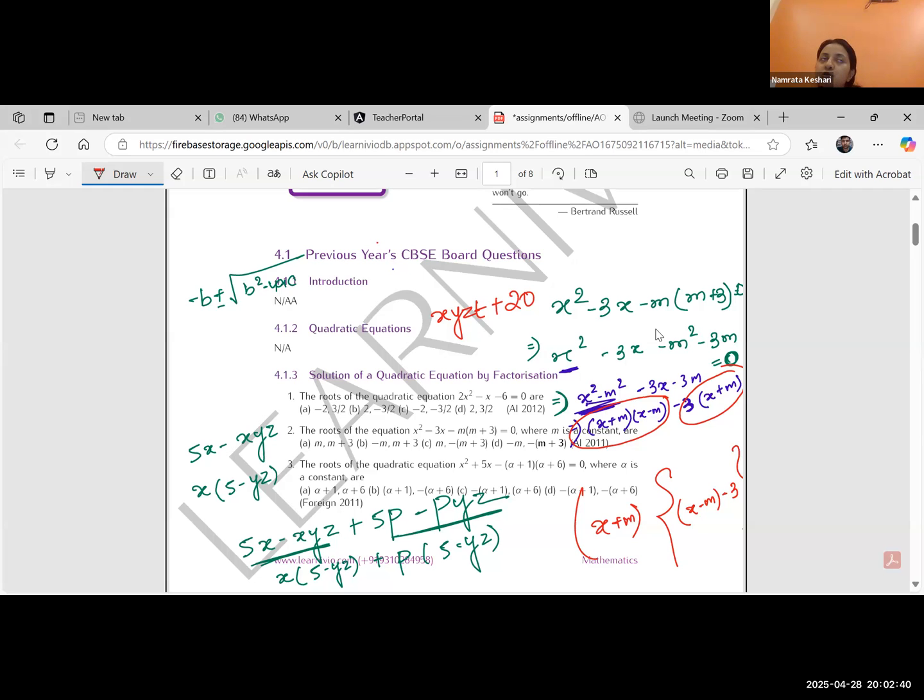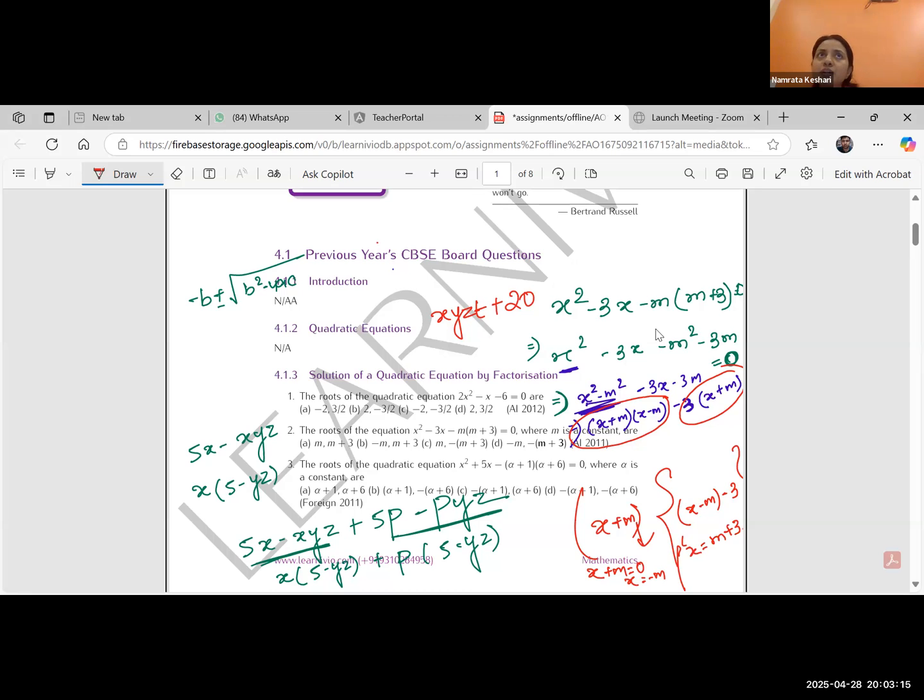Okay, finding the solution means finding the x value, and the x value can be anything. It can be p, q, r, s, t, m. So from here we get x plus m is equal to 0. That means the x value is minus m. Yes or no? And the other one, the curly bracket, will give us the x value: we shift m to the other side, 3 to the other side, and it will be m plus 3. Are you getting it?